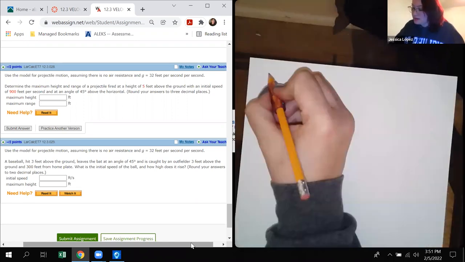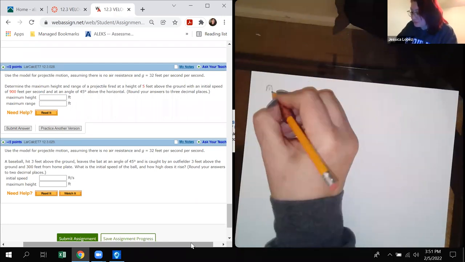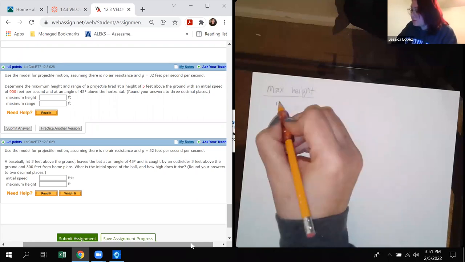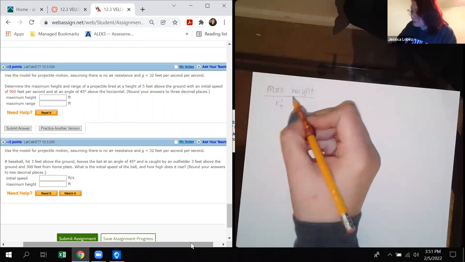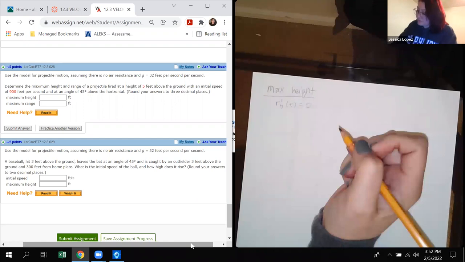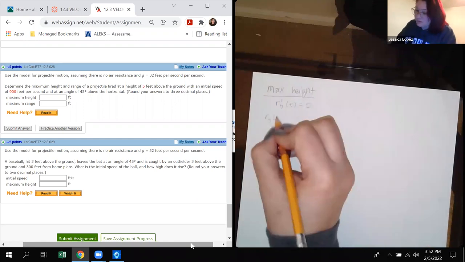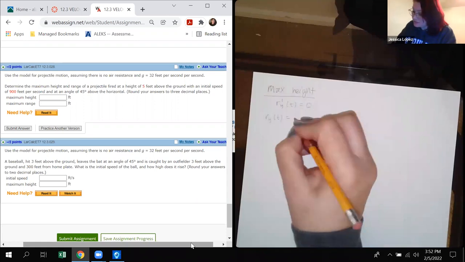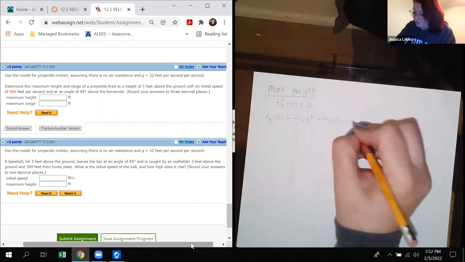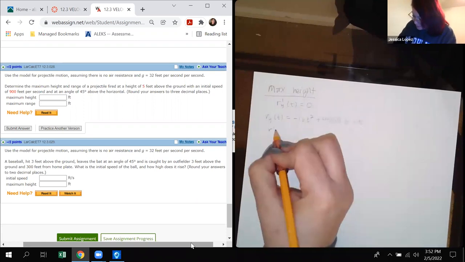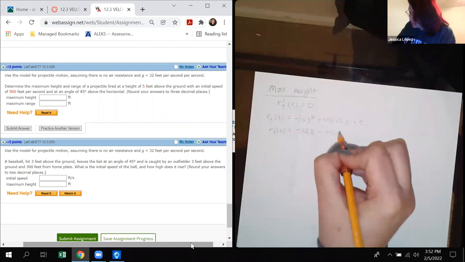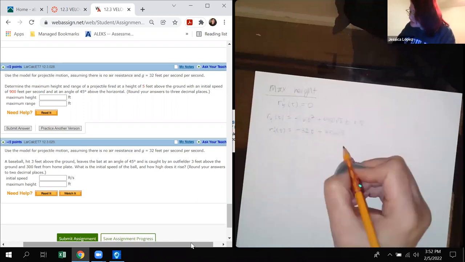So I know that in order for me to find the maximum height, I'm going to have to find R prime, but of the y component, okay? I want to find out where that equals zero. Well, the ry component of my function is negative 16 t squared plus 450 square root of 2 t plus 5. So R prime would be negative 32 t plus 450 square root of 2, and that's set to 0. So where does this thing equal 0?